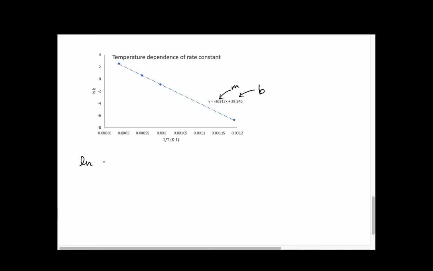So since natural log of A is equal to B, then I can calculate A, that would be e to the 29.346. So if you go ahead and plug that in, it'll be 5.6 times 10 to the 12th. This is a pretty high number. We're at high temperatures though, and so we would have lots of collisions, so this seems pretty smart.